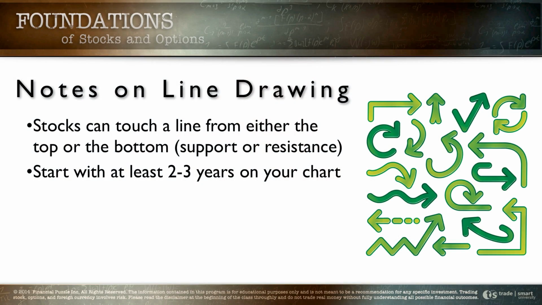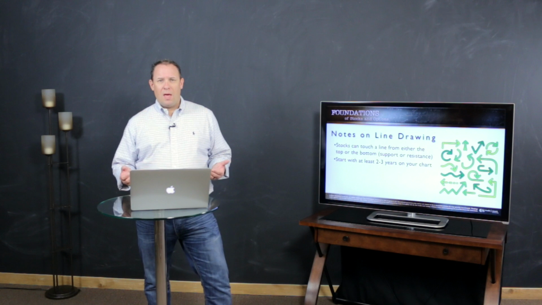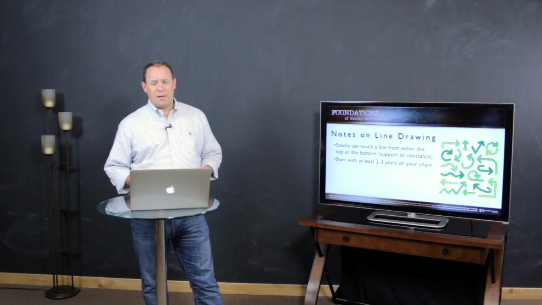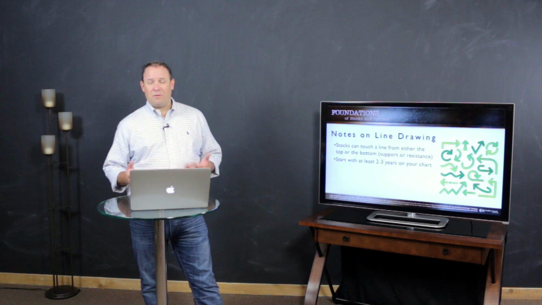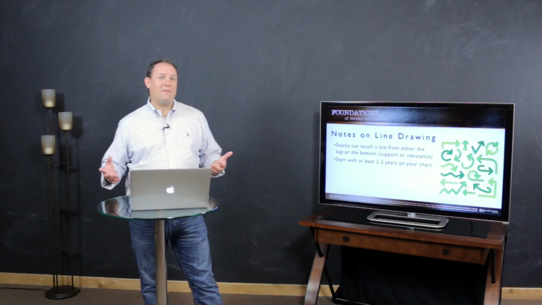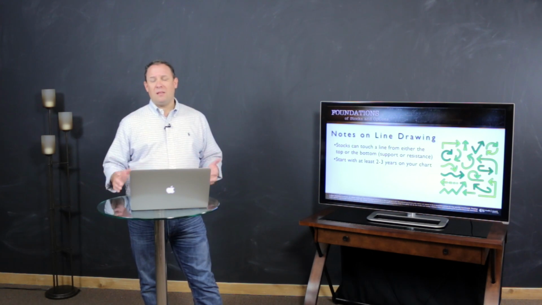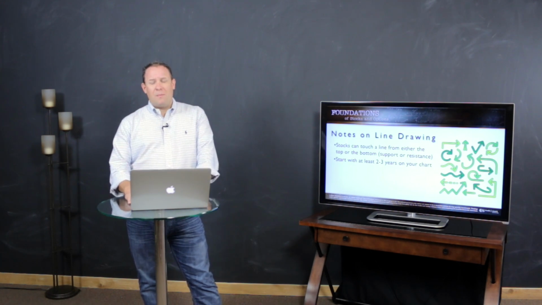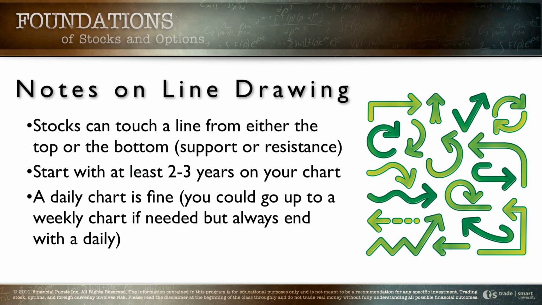The next thing is you need to start on your chart with a minimum of 2 to 3 years. I do this with a daily chart, typically speaking, but you need to have at least 2 to 3 years. I tend to do this on screens that have a good resolution, so I usually can use 5 to 7 years of data. And basically, the more data you can put on the screen, the better your charting is going to look. Again, I start with a daily chart.